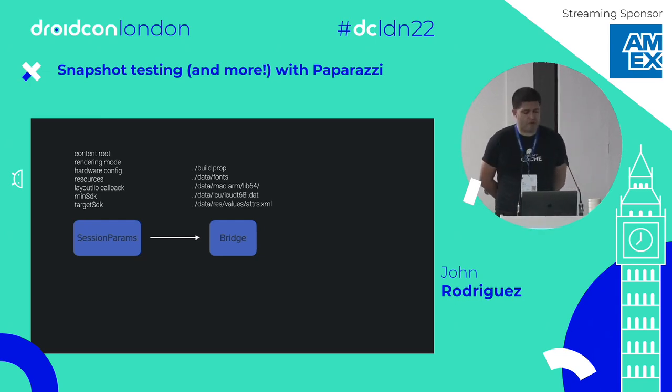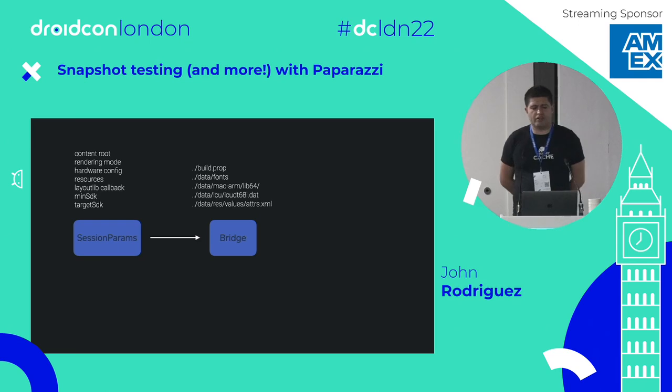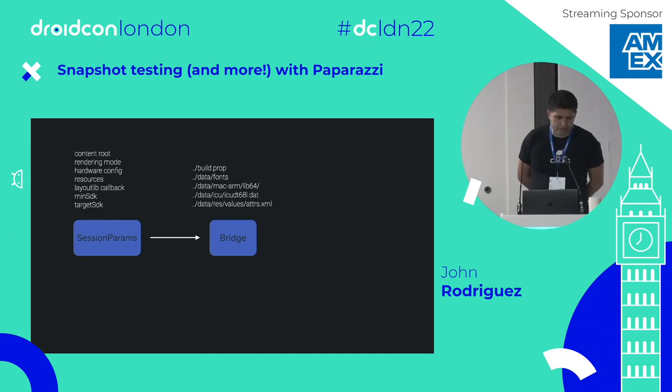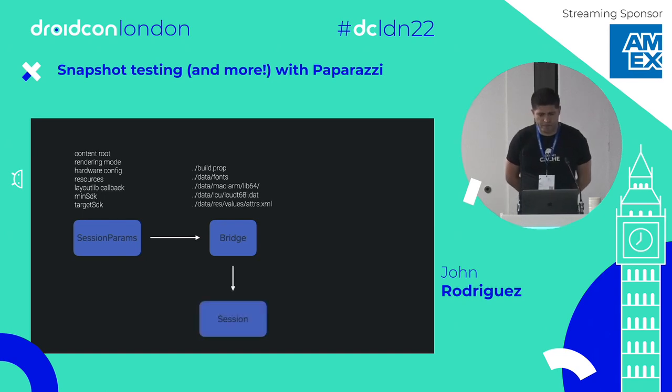Session params now represents your app, in a sense, the app shell. So it has the idea of the content root and what device it will render on, and whether it will be a horizontally or vertically scrolling app. It'll have some idea of a callback, and you'll also have to feed it what your min SDK and target SDK is so that it can figure out how to look up the resources appropriately.